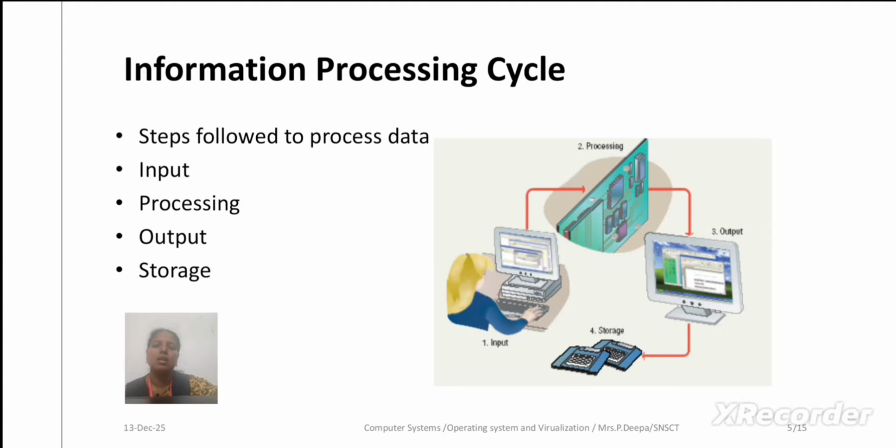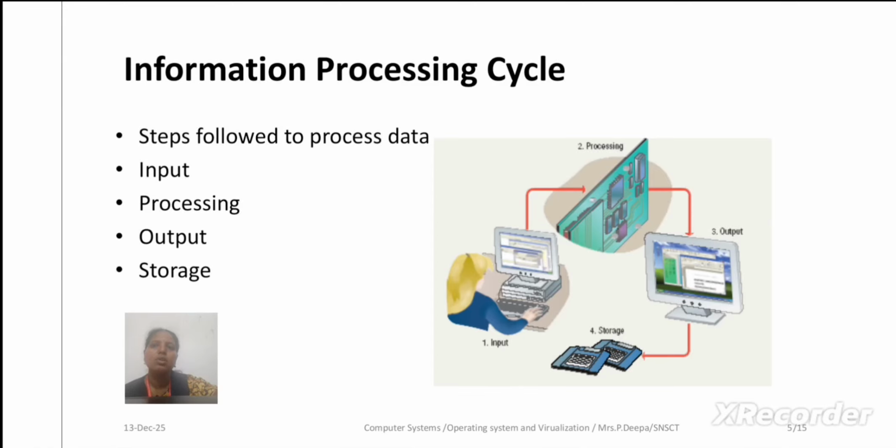So the next slide is the information processing cycle. The information processing cycle explains how a computer processes data step by step. It consists of four main stages: input, processing, output, and storage.